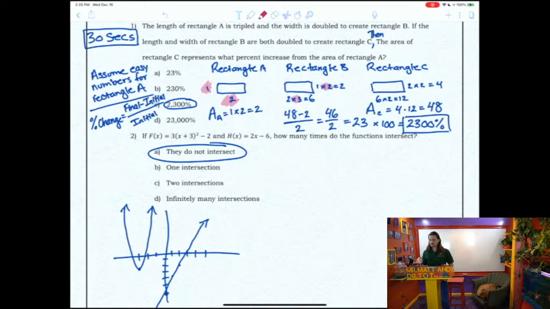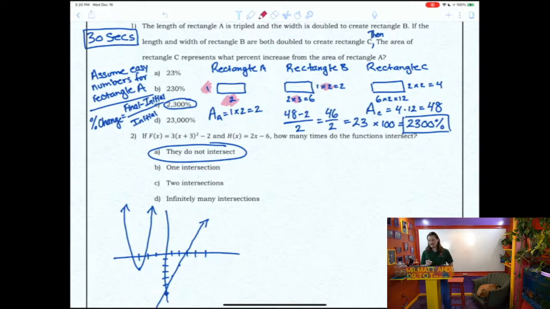Now they say rectangle C is created by doubling both the width and the length of rectangle B. So rectangle C's length would be 6 times 2, the length of rectangle B times 2, which would be 12. The width would be the width of rectangle B, which is 2, times 2. So that would be 2 times 2, which is 4.